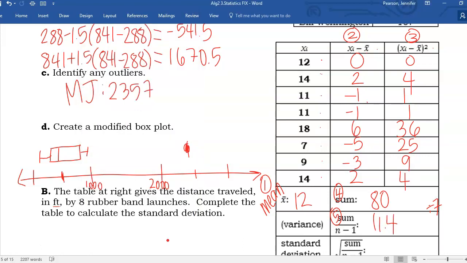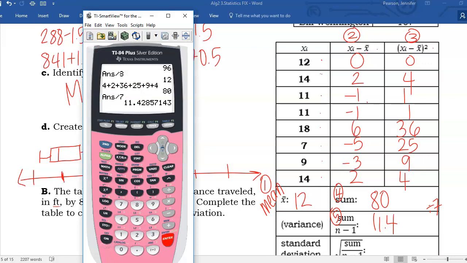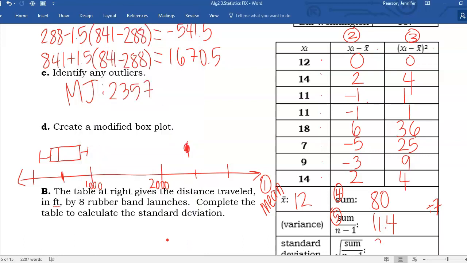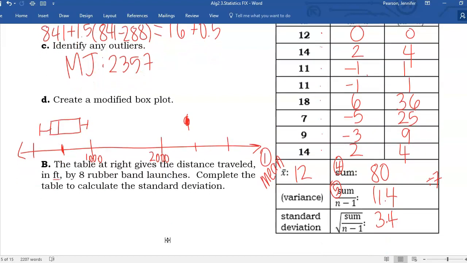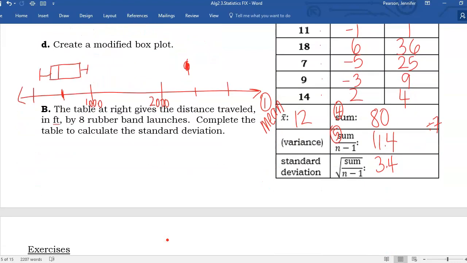And the final step in calculating the standard deviation is to root that value. And our standard deviation is 3.4 if we round that. So on average, our data points are 3.4 feet from the mean. Okay? That is it for our notes. Good luck on the exercises, and please let me know if you have questions.